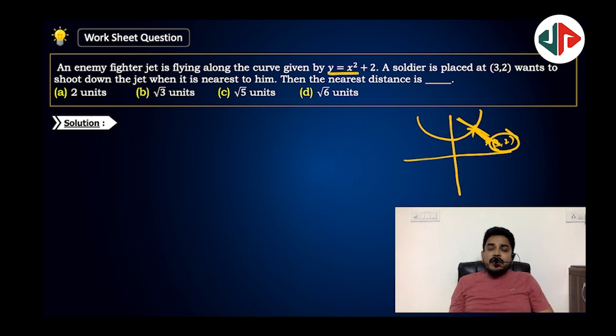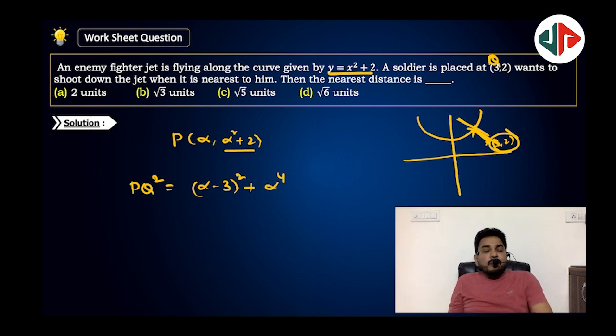So any point on this one, if that is (alpha, alpha square plus 2), I require, if this point is Q, what is PQ square? This distance should be minimum. PQ square is (alpha minus 3) whole square plus (alpha square plus 2 minus alpha power 4). Okay, this value has to be minimum. This value will be minimum when the terms are equal. So that means alpha minus 3 is equal to alpha square.